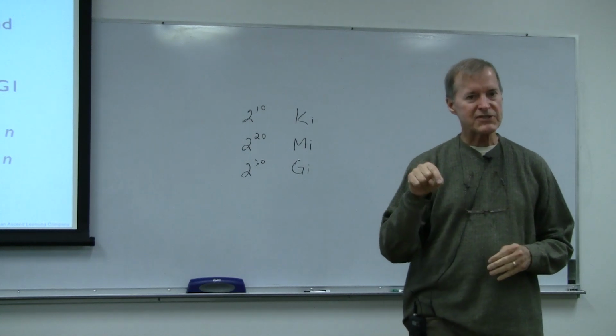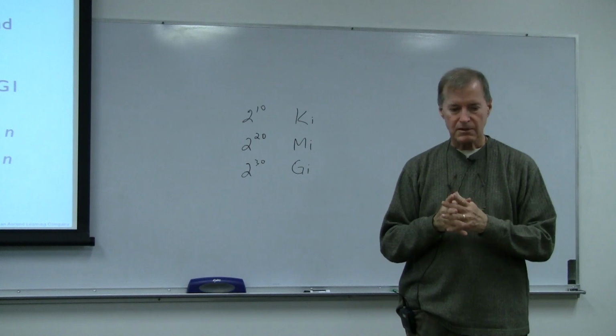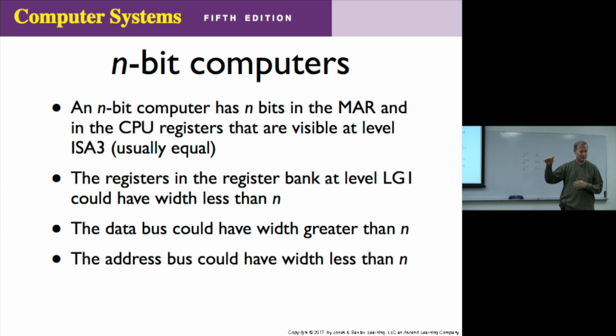All right, but as we've seen, the data bus can have any number of bytes. So the registers in the register bank at level LG1 could have less than n, and then you'd have to have multiple cycles to do like we do in PEP9. The data bus could have width greater than n. So instead of prefetching 4 bytes, we could prefetch 16 bytes and just extract the 4 that we needed. And furthermore, the address bus width can typically have less than n.